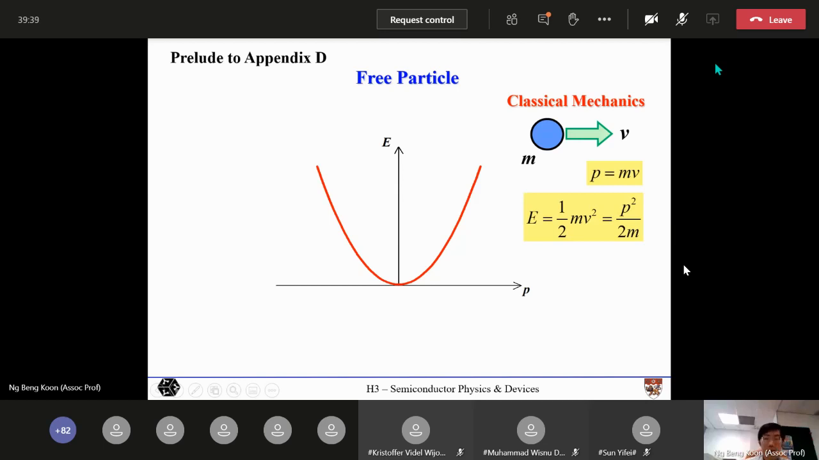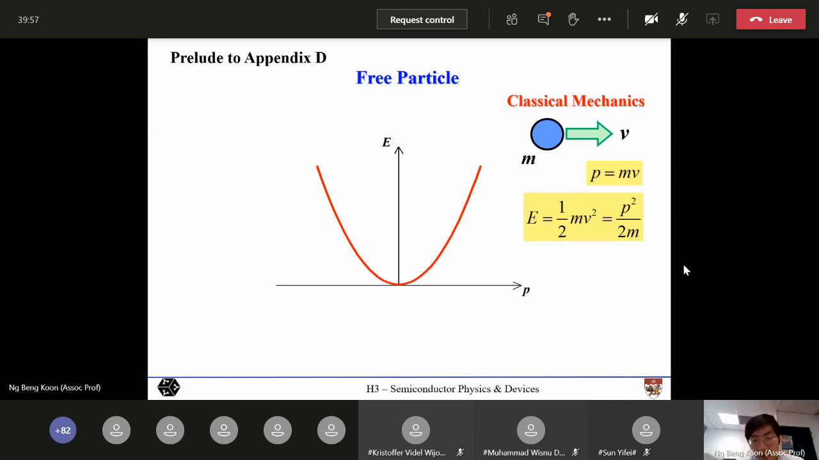Okay, so for today's discussion, we're going to talk in more depth about the energy band structure of the semiconductor. Okay, and what do you mean by that? So we start off by looking at classical physics, or classical mechanics.